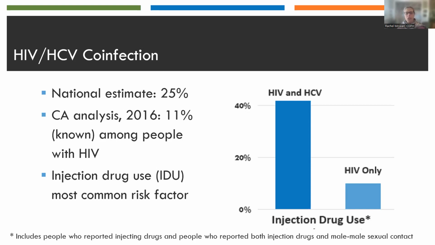Among people with HIV and hepatitis C co-infection in California, they were much more likely to have reported injection drug use compared to people who had HIV alone, which makes a lot of sense if you think about the overlapping transmission routes. Hepatitis C is most often transmitted through injection drug use, although as the previous presenter mentioned, before 1992, hepatitis C was in the blood supply. So there are many people who have Hep C who were infected through healthcare related exposures.